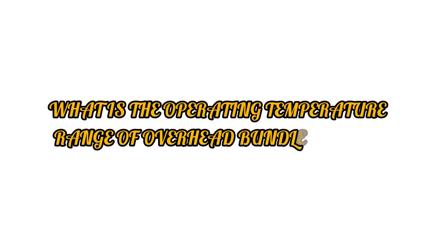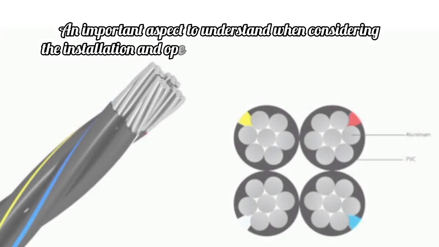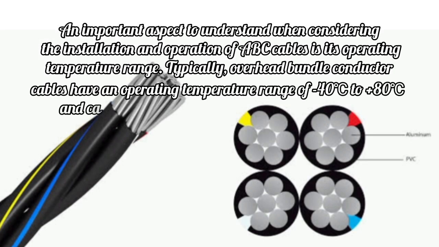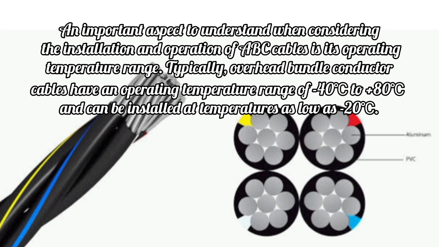What is the operating temperature range of overhead bundled cables? An important aspect to understand when considering the installation and operation of ABC cables is its operating temperature range. Typically, overhead bundle conductor cables have an operating temperature range of 40 degrees Celsius to 80 degrees Celsius and can be installed at temperatures as low as 20 degrees Celsius.